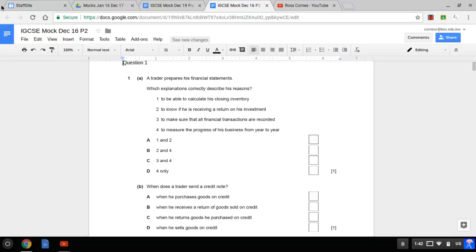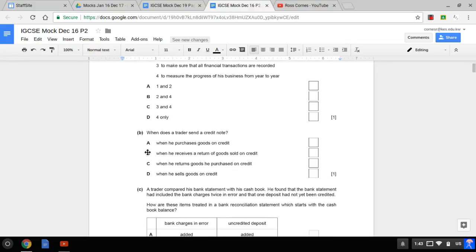Well, one, you need to calculate your closing inventory before you do your financial statements, so it can't be that one. Two, yes, you would like to know your return on investment if you're a sole trader, so that is a good reason for doing your financial statements. Three, to make sure that all financial transactions are recorded. Well, if you don't record them, if you've got an error of omission, for example, then you may never know that you haven't recorded them, and therefore you may end up with them not being in your final statements. So 3 isn't true, but 4, to measure progress of a business from year to year, is true. So 2 and 4 has got to be answer B.